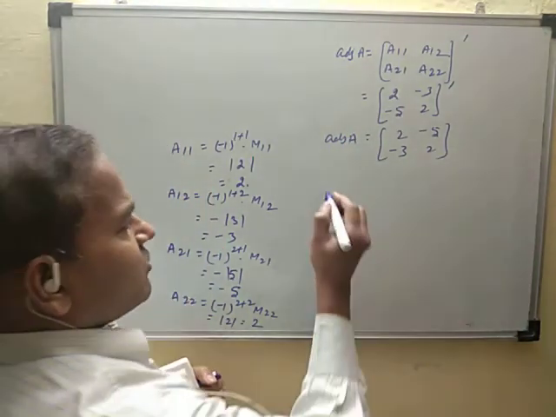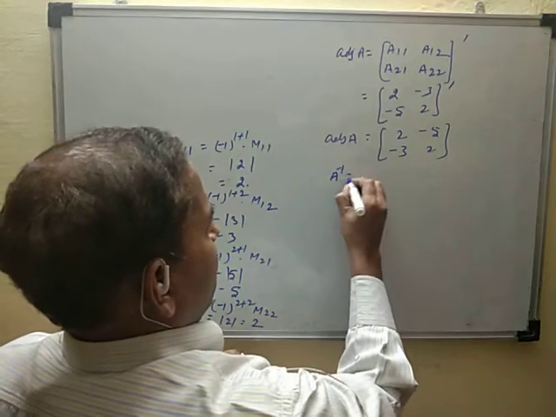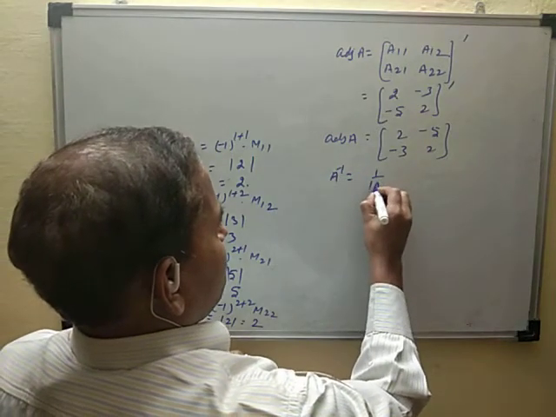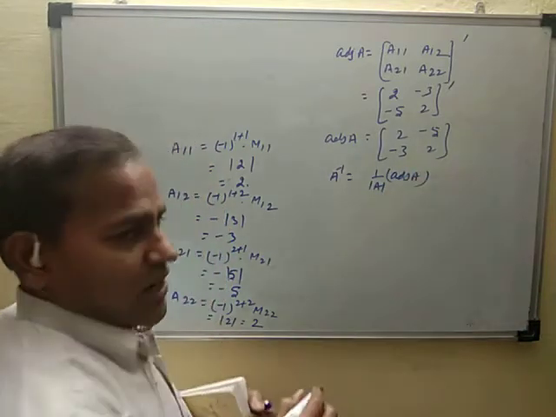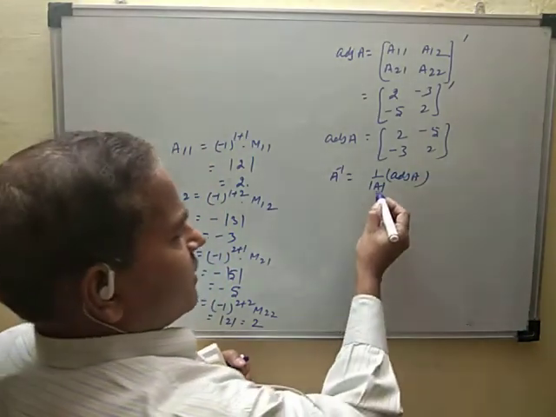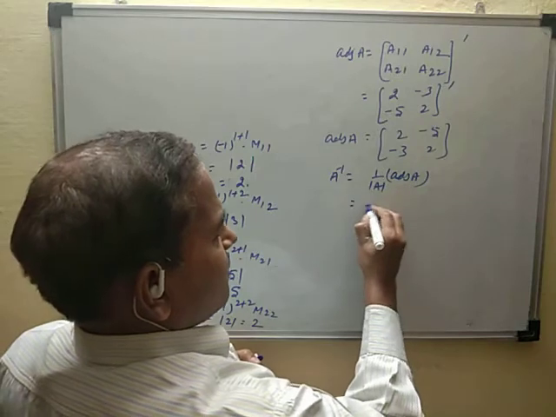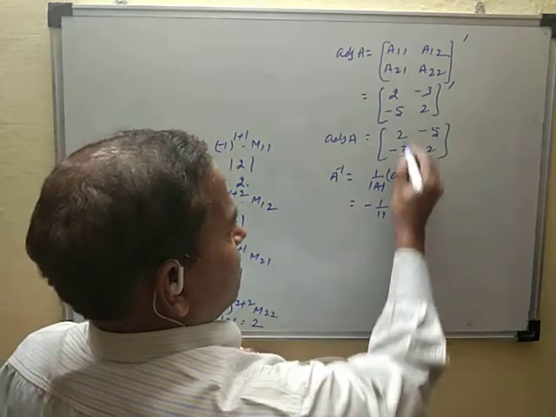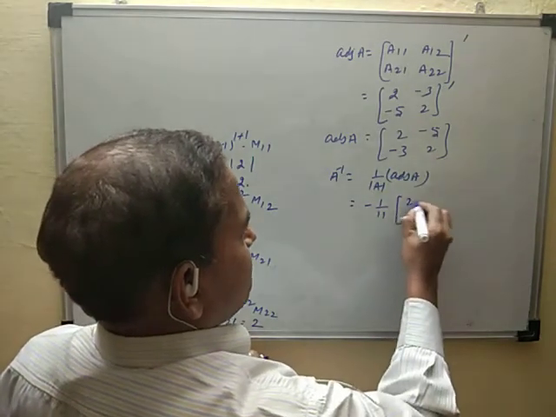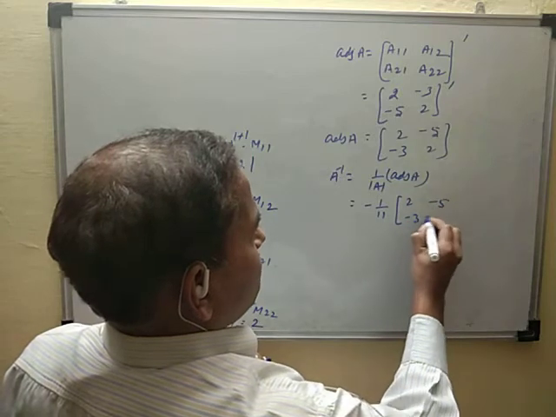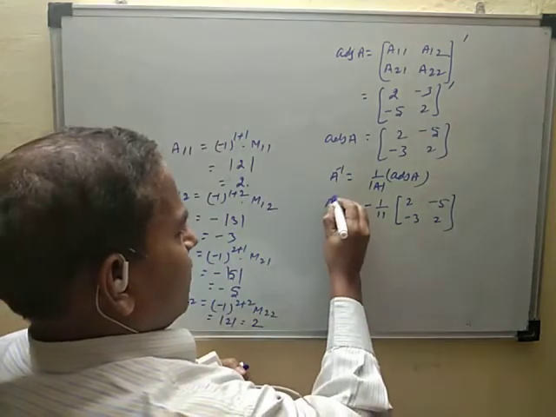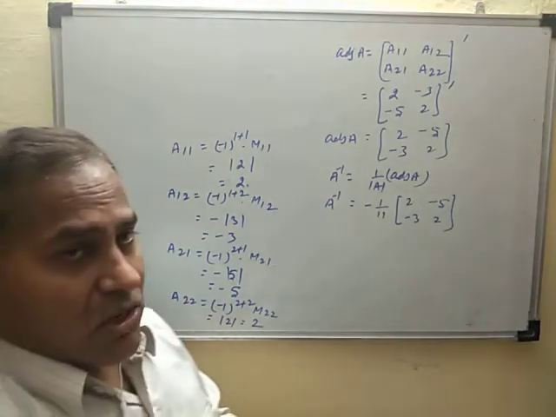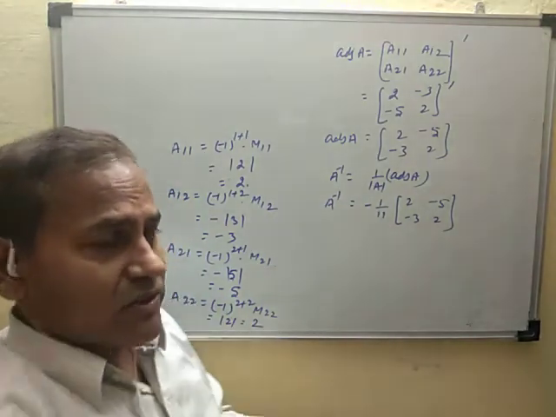Now find the inverse of A. Since A inverse is equal to 1 by determinant of A into adjoint of A, and what is the determinant? Minus 11. So minus 1 by 11, and the adjoint is 2, minus 5, minus 3, 2. This is the inverse. Now using this A inverse, solve it.